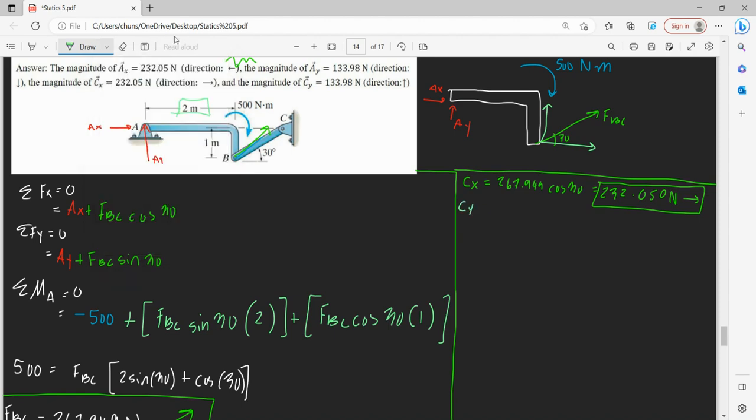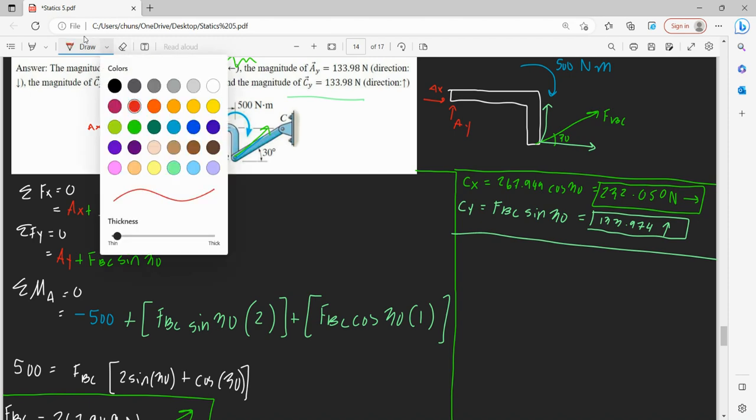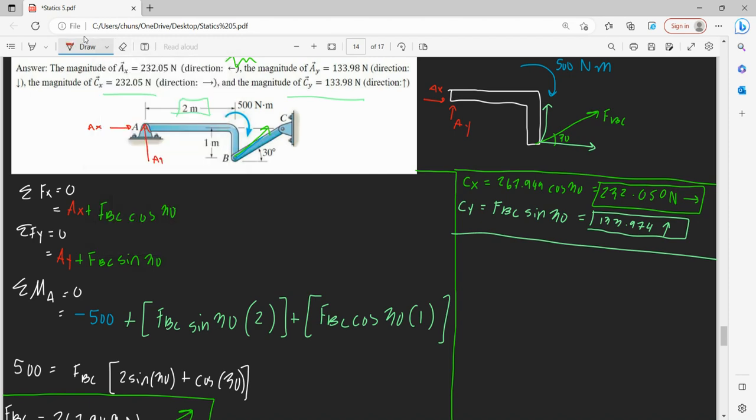And for our Cy, that is equal to FBC sine 30. So we're just breaking it out into their x and y components, and this becomes 133 in our upwards direction, since our initially assumed direction is correct. Right, and that gives us these answers here. So we're in good shape for those ones. Okay, and now we can solve for our A reactions. So let's do just that.